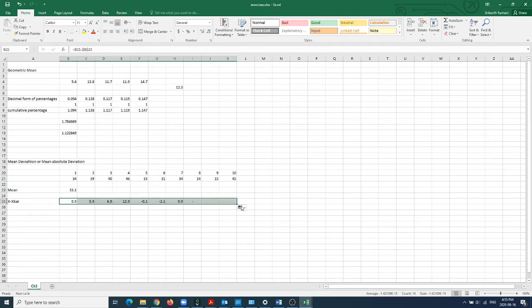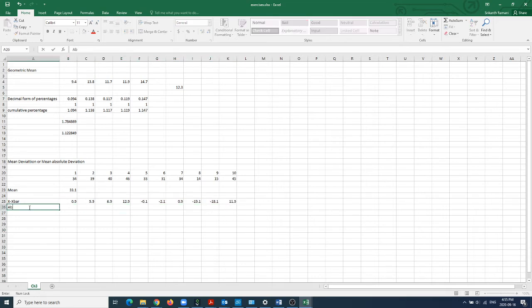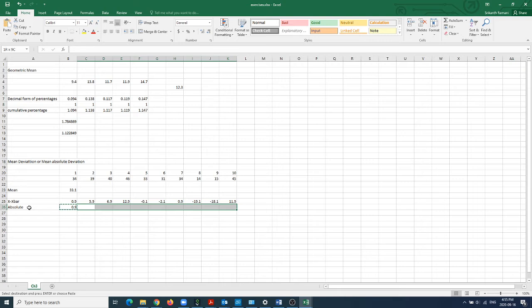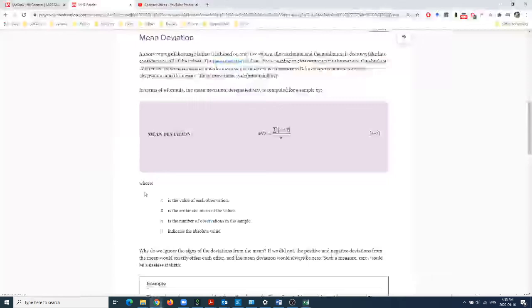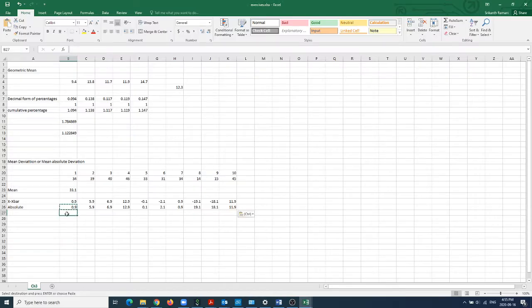In Excel you could do it a lot simpler. So this will be your x minus x bar, and now you need the absolute value of this. You could use the abs function in Excel, or just convert every value to positive. So this is the absolute value. You see the negative 2.1 becomes 2.1, negative 19.1 becomes 19.1, and so on. Then you sum them all up in the numerator. This is going to be the sum.